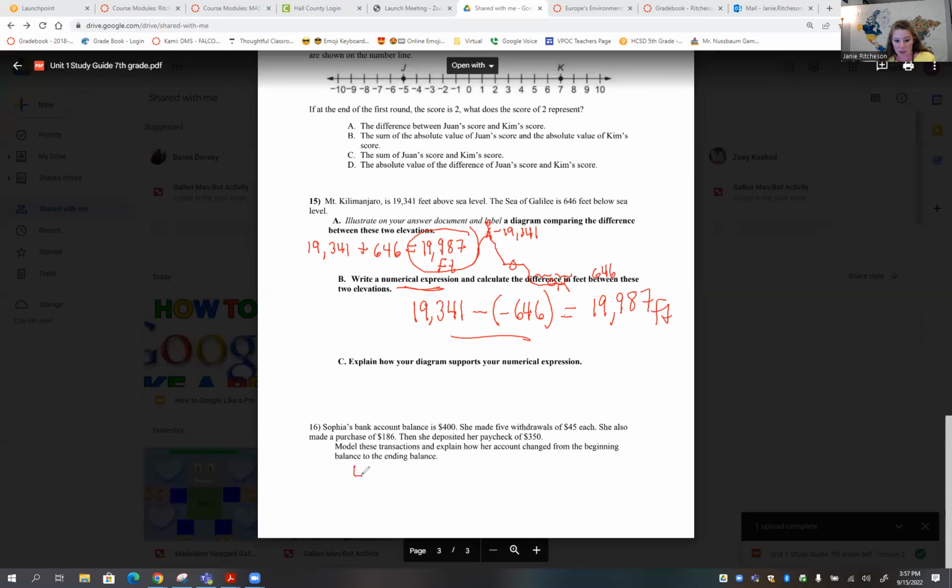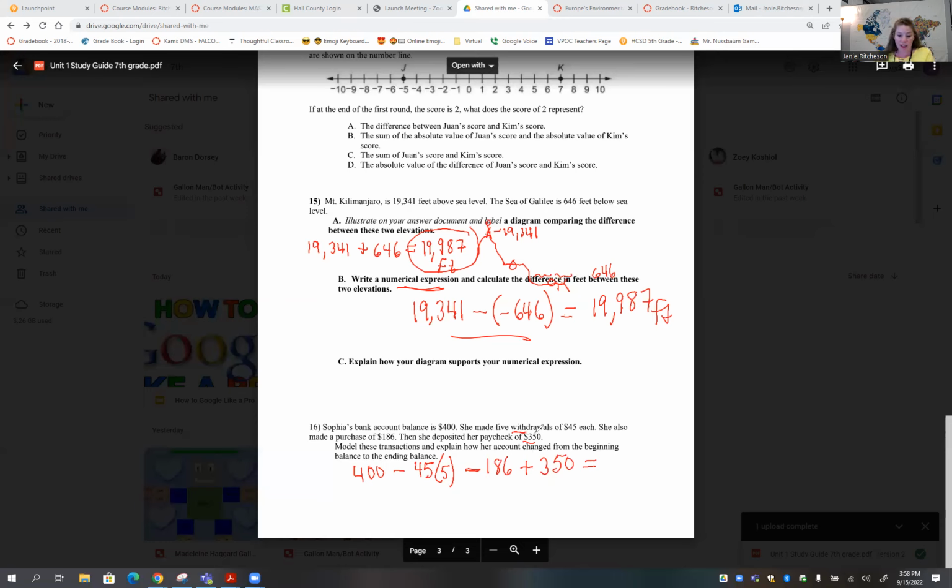So we start with $400. She withdraws. That means she takes out 5 withdrawals of $45 each. So I'm going to multiply 45 times 5. She made a purchase. That means she took away from her total $186. And then at the end, she deposits, she adds her paycheck of $350. So that is a model of her transactions.